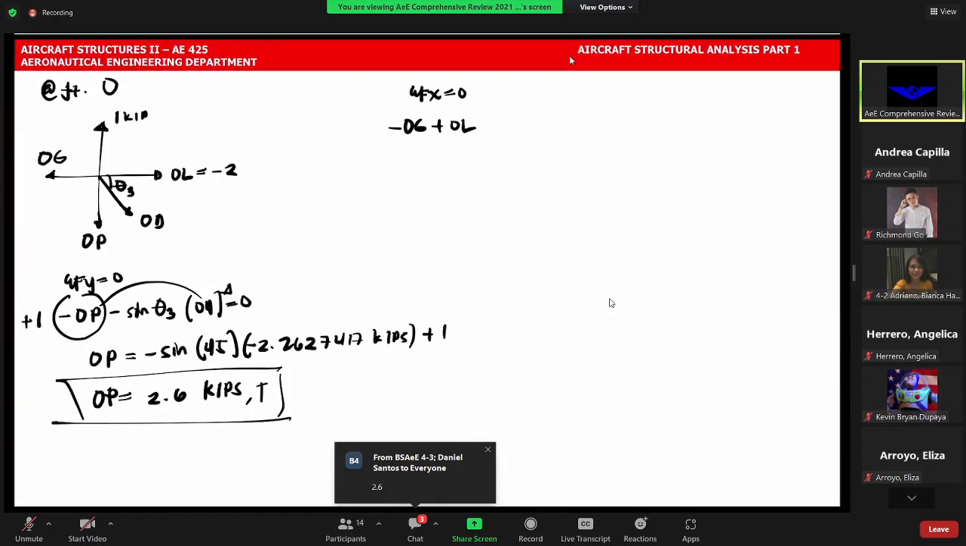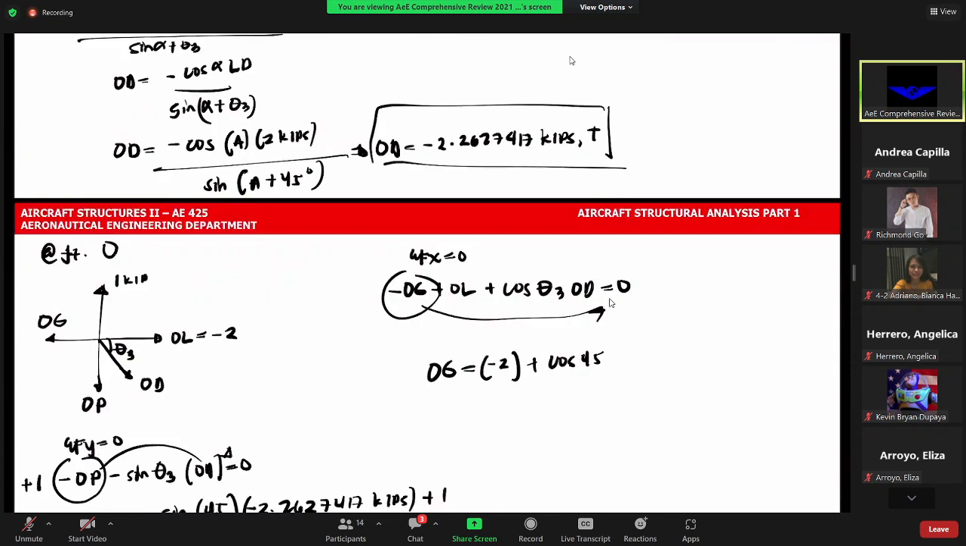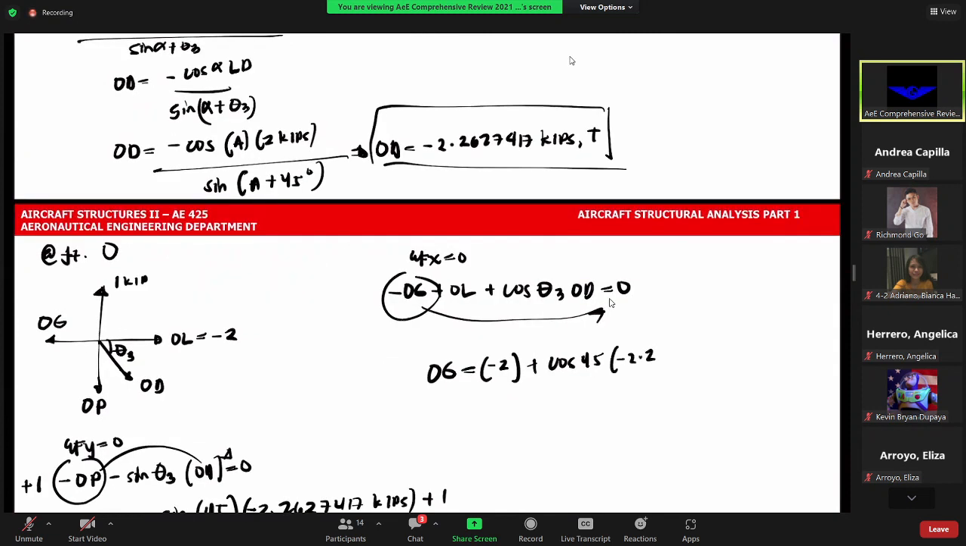Tama, sir. Okay. So OG, OL, and then plus cosine. Tama ba? Cosine theta sub 3 OD is equal to 0. So transpose OG is equal to 0, OL, that is negative 2 plus cosine 45 OD. Ano yung OD? Ayan. Negative 2.2627417.